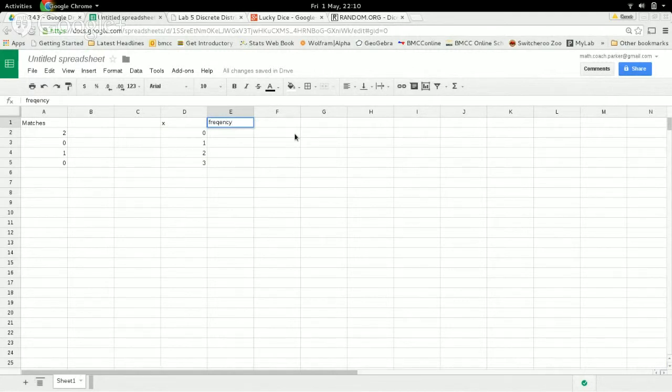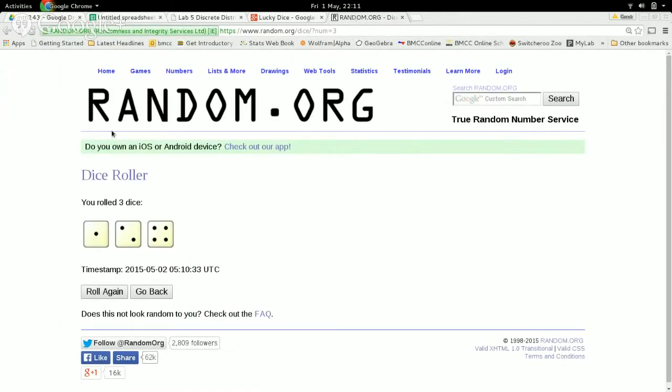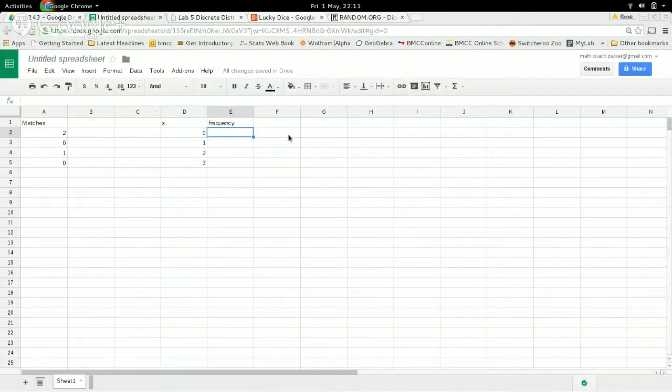You'll have to come up with some rolls of your own. You can do that in 3 ways. 1, roll real dice. 2, go to a place like random.org and roll 3 of their dice and see what happens. 3, we can use a random number generator in a spreadsheet, which I'll show next.